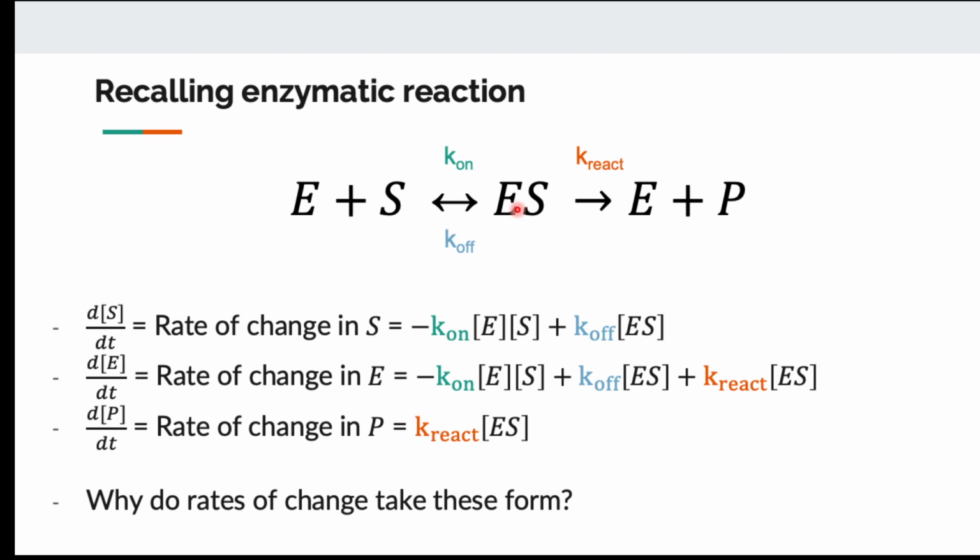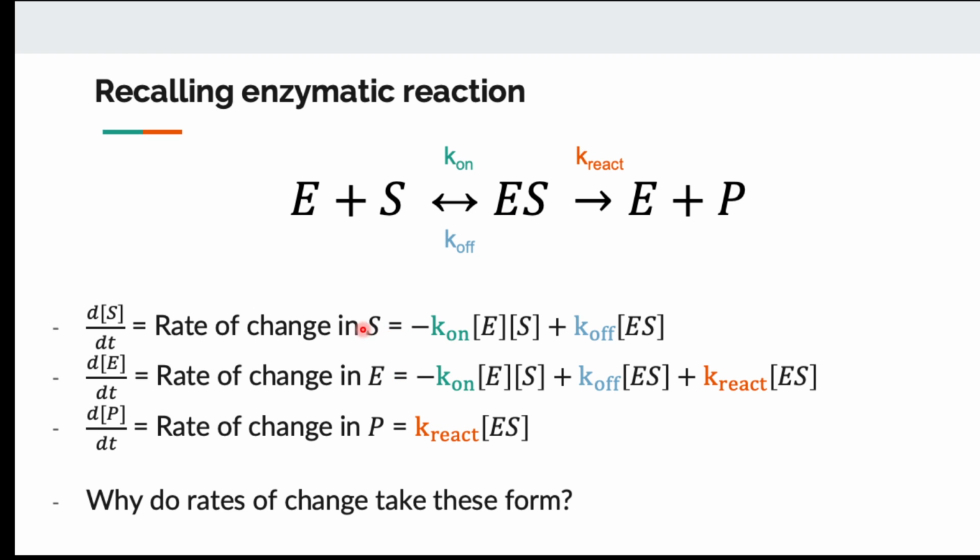In chemistry, we have the reaction constants, like the K on, which is the binding constant, and K off, which is the dissociation constant, and then we have the K for the reaction. And in chemistry, we remember that we can write the rate of change in the concentration for the enzyme, for the substrate, or for the product, or for the enzyme substrate complex. We can monitor the change in concentration for these unique molecules.